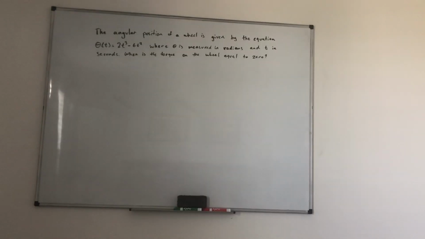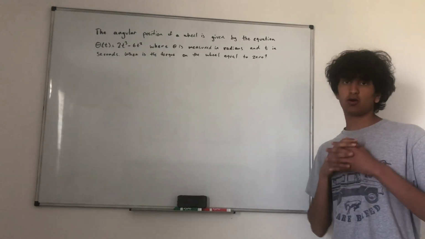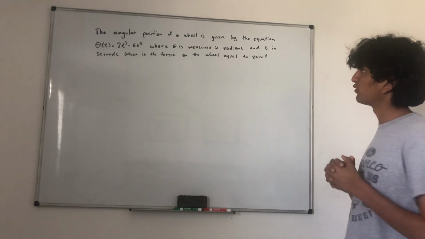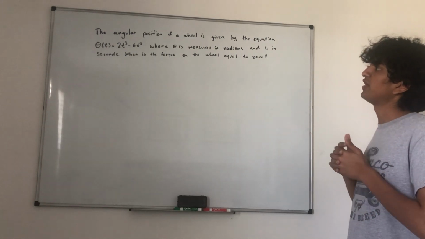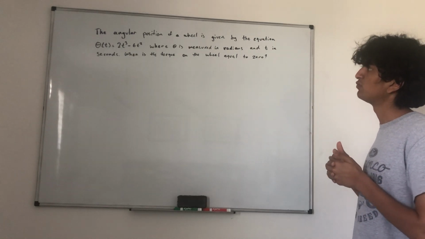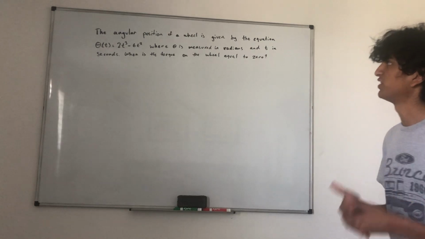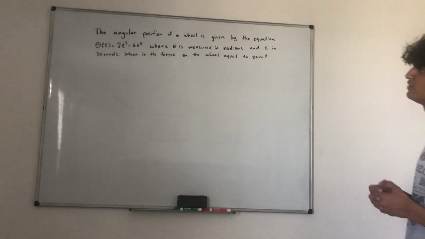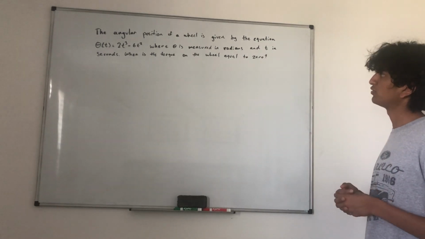This is a problem on rotation that I got from a Physics C practice book. The angular position of a wheel is given by the equation theta of t is equal to 2t cubed minus 6t squared, where theta is measured in radians and t is in seconds. When is the torque on the wheel equal to 0?